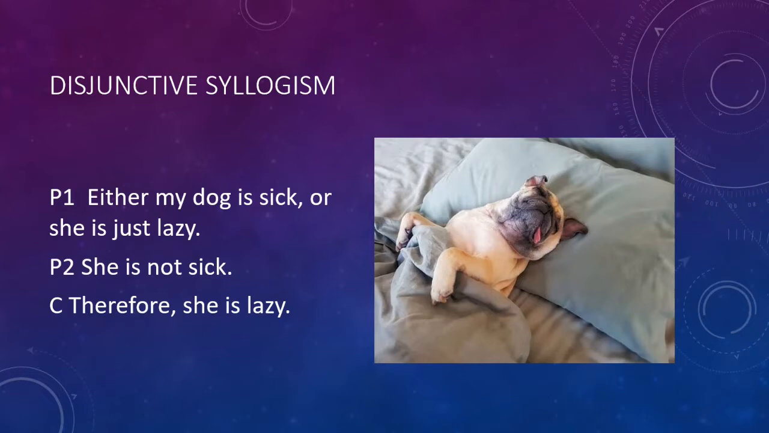Yeah, so you need both of those to be true to get the conclusion, right? Would you ever add one of these as a missing premise? Like if you were given an argument where among the premises one was "she is not sick" and the conclusion is "she is lazy," could you add "either my dog is sick or lazy" as a missing premise? Yeah, one could. I won't do that on this test, but that is a potential missing premise.